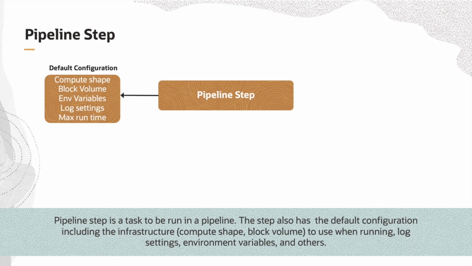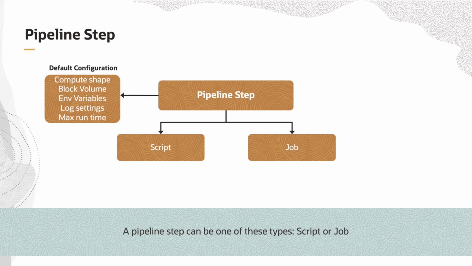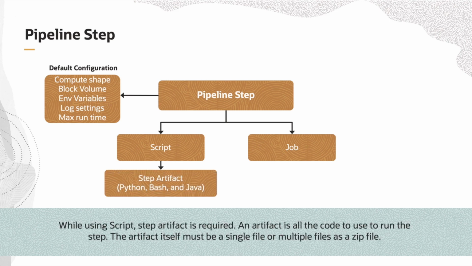Pipeline step also has a default configuration. If we set the default configuration for the pipeline step, it will override the default configuration of the pipeline. The pipeline step can be implemented as a script or a job. If we implement it as a script, we can provide a step artifact in the form of a Python, Bash, or a Java file. It could be a single file or it could be multiple files zipped together.